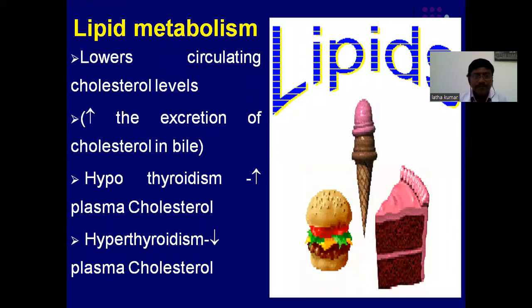And lipid metabolism lowers the circulating cholesterol level. Thyroid hormone will decrease the cholesterol level by increasing the excretion of cholesterol in the bile, and hypothyroidism increases the plasma cholesterol. So if the thyroid hormone is not secreted, there will be an increased cholesterol level in the plasma. Hyperthyroidism decreases the plasma cholesterol. So both should not happen. The cholesterol level should be maintained in the normal range.